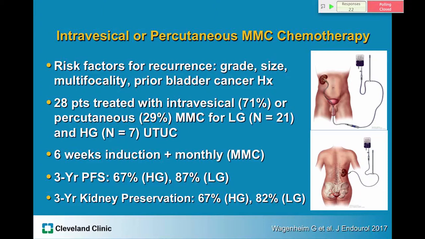This study looked at 28 patients treated with intravesical or percutaneous mitomycin C for either low-grade or high-grade upper tract urothelial carcinomas that were managed endoscopically. The intravesical approach, basically they put a ureteral catheter up the ureter and instilled it postoperatively through that catheter. They performed 6 weeks induction of mitomycin C followed by monthly maintenance. And their 3-year progression-free survival rate was 67% for high-grade disease and 87% for low-grade disease, with kidney preservation rates similar to those numbers.